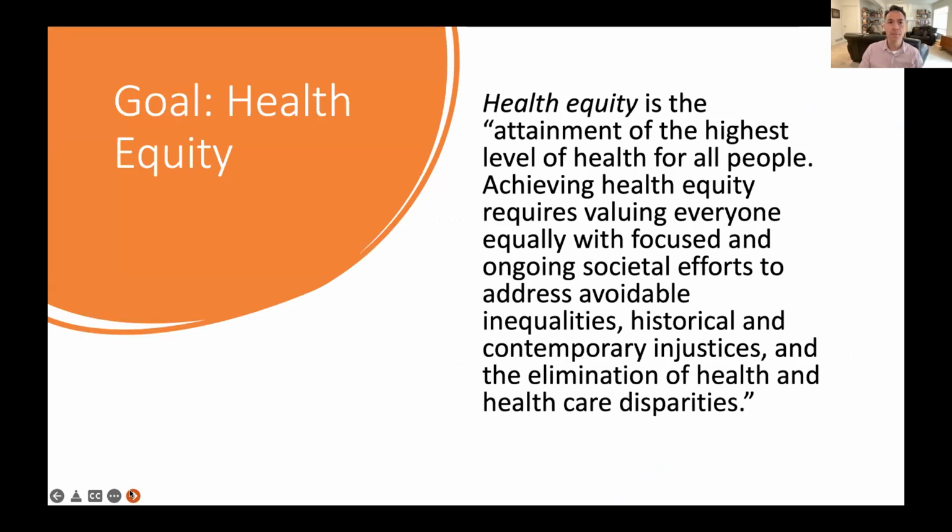The goal of health equity when we're dealing in medicine, okay, is the attainment of the highest level of health for all people. Achieving health equity requires valuing everyone equally with focused and ongoing societal efforts to address avoidable, now I want you to remember this word, avoidable, inequalities, historical and contemporary injustices, and the elimination of health and healthcare disparities. Now, when I was researching this and I started reading this definition of the goal of health equity, remember this is a goal, okay? We're not there yet. We're far away off from it.